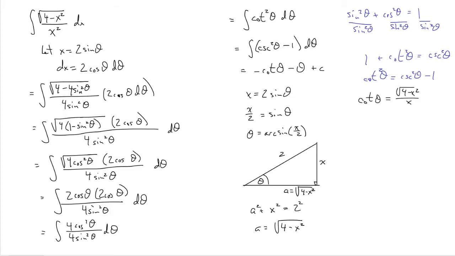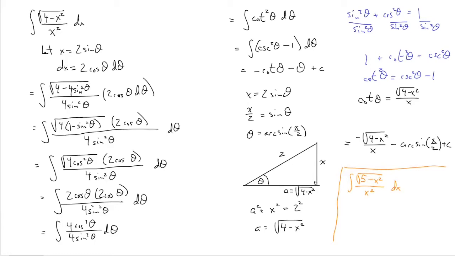Since the tangent of theta is opposite over adjacent, the cotangent of theta is adjacent over opposite, which gives us that the cotangent of theta is the square root of 4 minus x squared all over x. And putting this all together, we get that the answer to our integral is negative square root of 4 minus x squared over x minus the arc sine of x over 2 plus a constant.